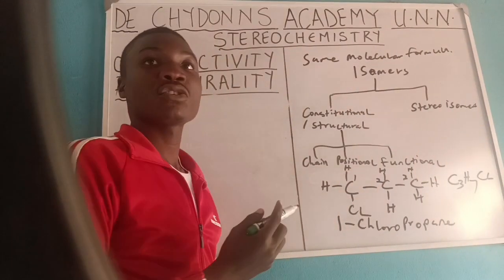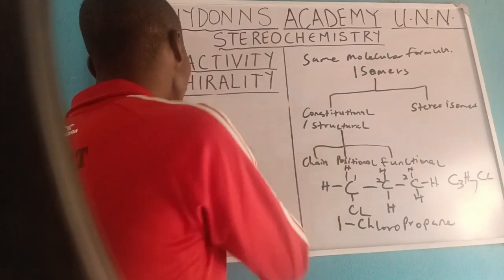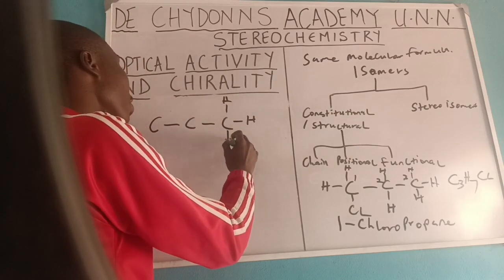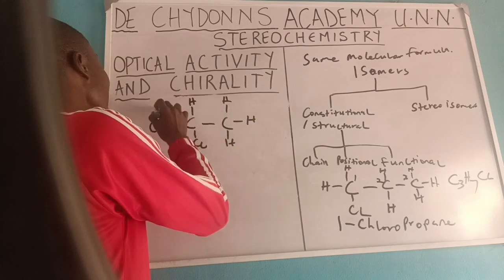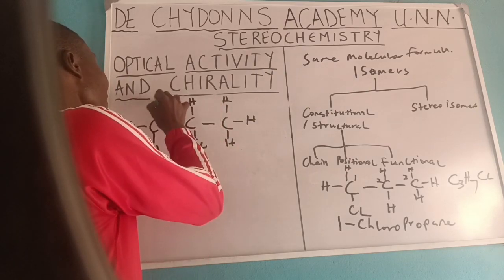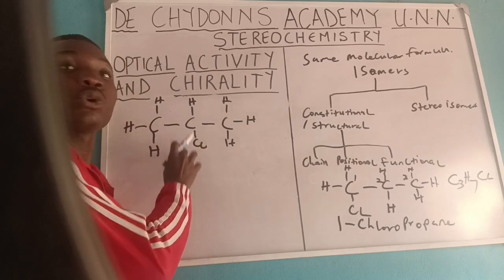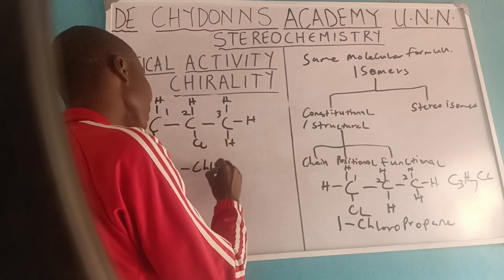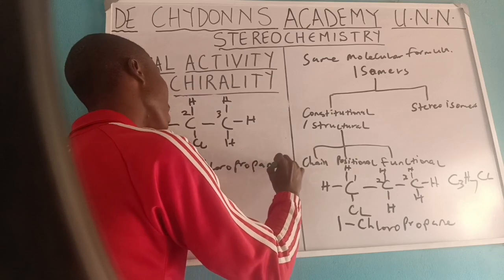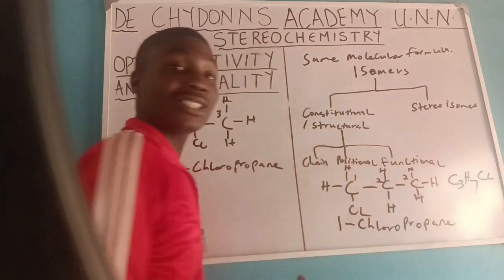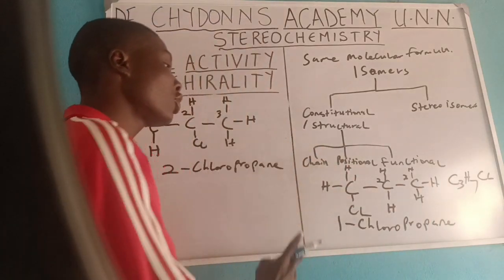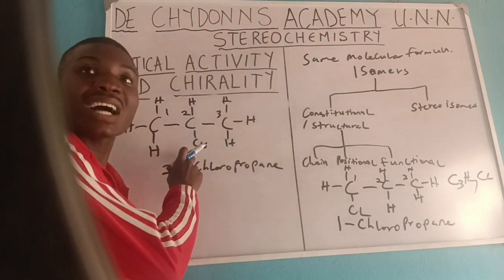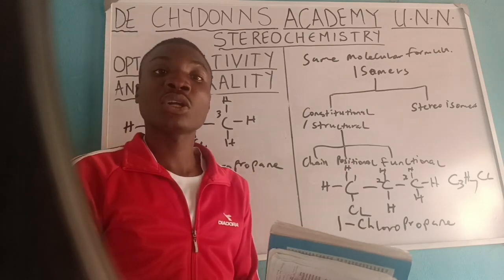Now let me draw the positional isomer for this compound so I can illustrate it. We can also have a compound that is this way and also has 7 hydrogens, but the difference between the two is the presence of the chlorine atom on carbon number 2. So we have 1, 2, 3. This arrangement is 2-chloropropane. Two of them have the same molecular formula, C3H7Cl, but the position of the functional group is different. Here we have it on carbon number 1, while here we have it on carbon number 2. So that is positional isomerism.